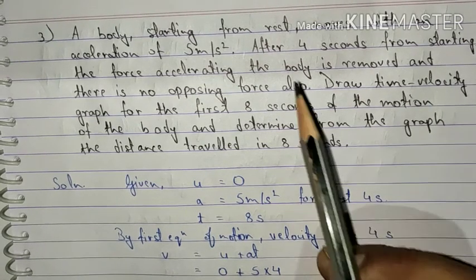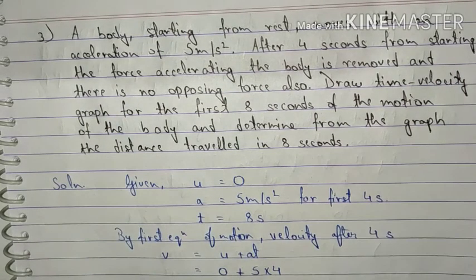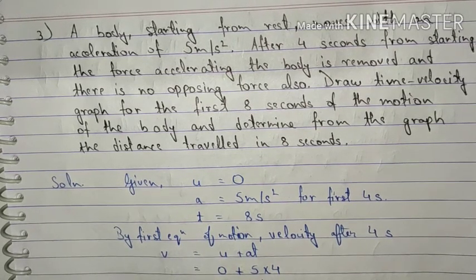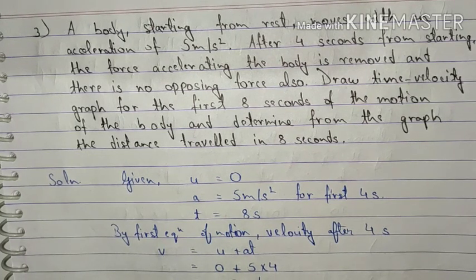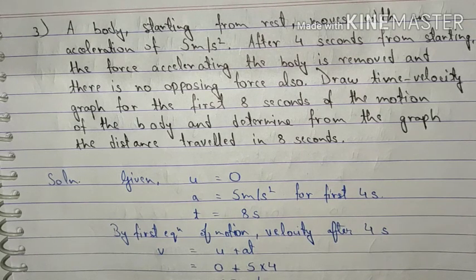But one condition is also given over here, that is after 4 seconds from starting, the force accelerating the body is removed and there is no opposing force also. That means after 4 seconds the acceleration will be 0 because the force acting on the object has ceased. So automatically the value of acceleration will become 0. You can also find it out by the relation of force and acceleration. That is, force is directly proportional to acceleration. So if the value of force becomes 0, the acceleration will also become 0.